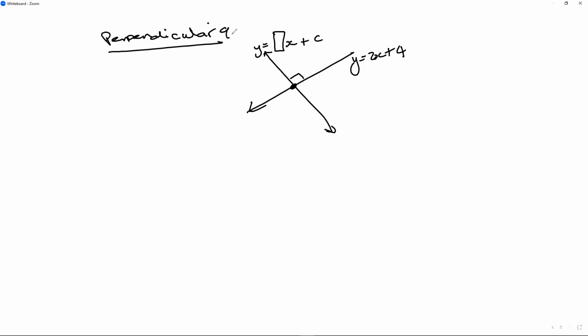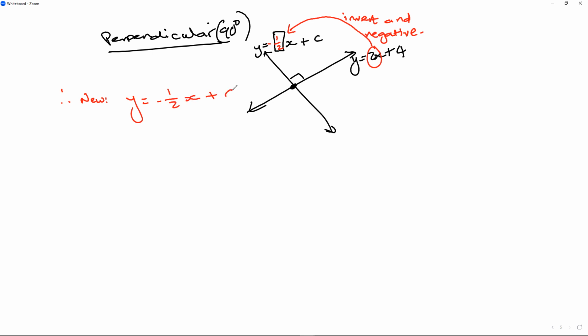Perpendicular meaning 90 degrees, right? So the two lines are 90 degrees and we want to find the new equation. What we have to do is take the number 2 and invert it and negate it, make it negative. And that becomes negative half. So therefore the new equation becomes y equals negative half x plus some value c.